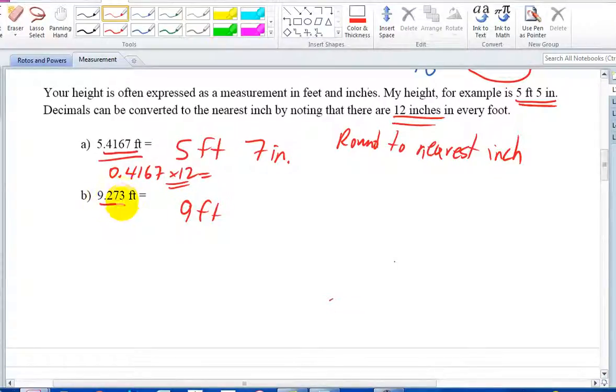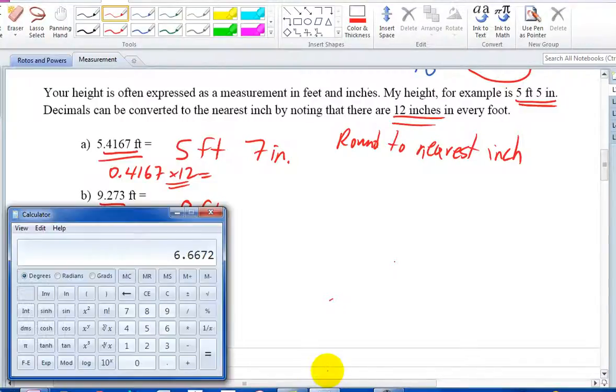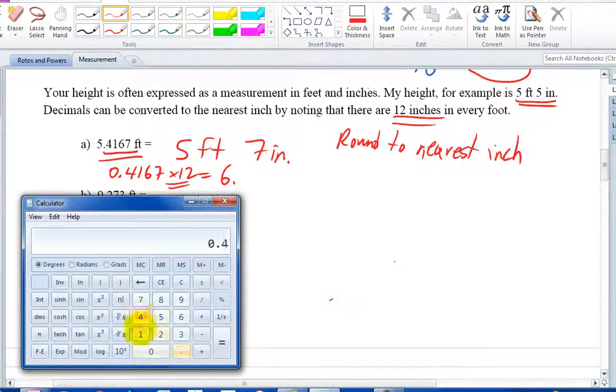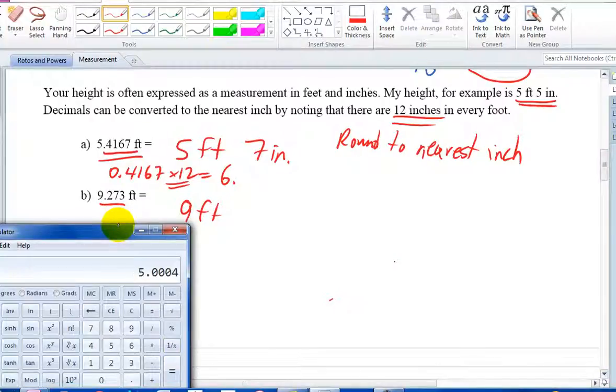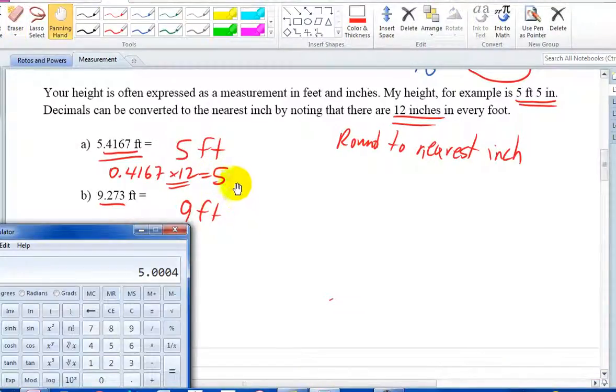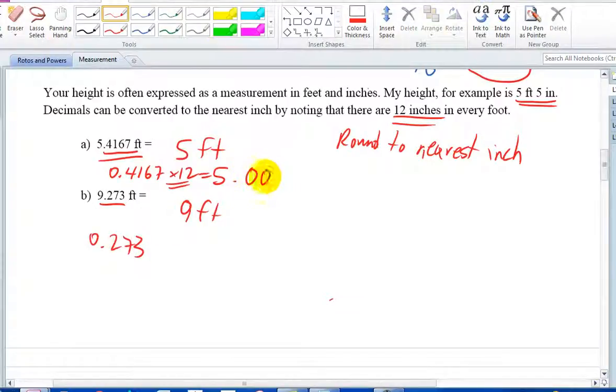Okay, next, now we get 0.273 feet. Round that to the nearest inch, please. So 0.4167 times 12. Oh, what did I do there? That was really weird. Okay. I bet I multiplied by 16. 0.0004, so 5 feet 5 inches.